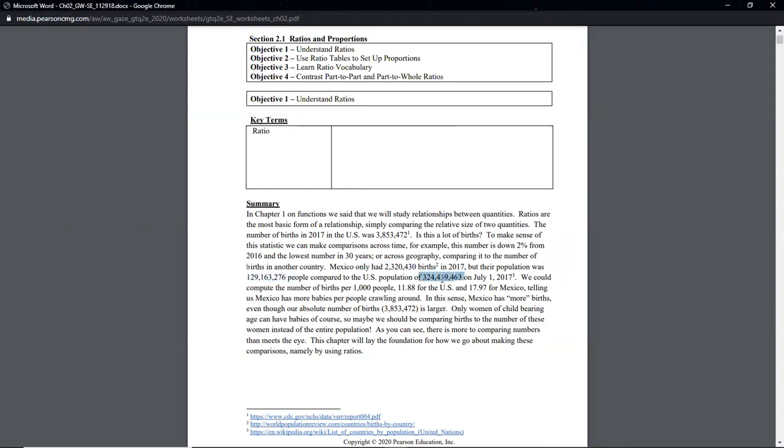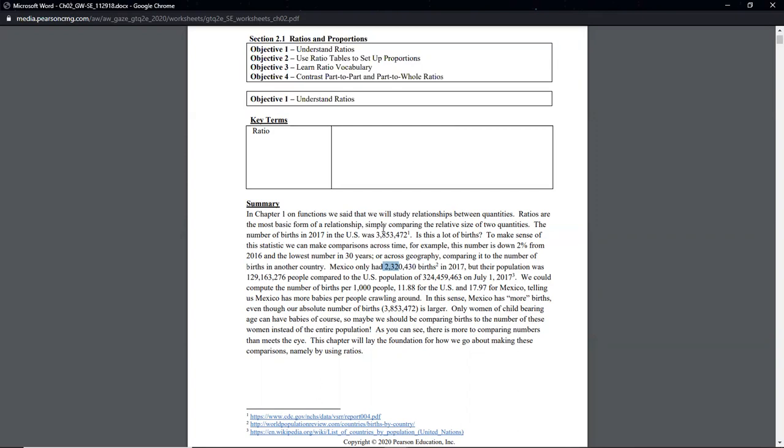So the US has about, I'm rounding, 3 times as many people, and yet their number of births, 3.8 million versus 2.3, is not 3 times as many. If they were, this would be in the 6 or 7 million ballpark, but it's about half of that, roughly, the 7 million, that is to say.